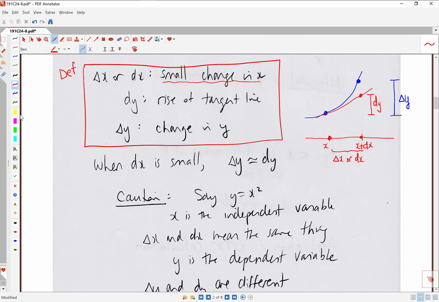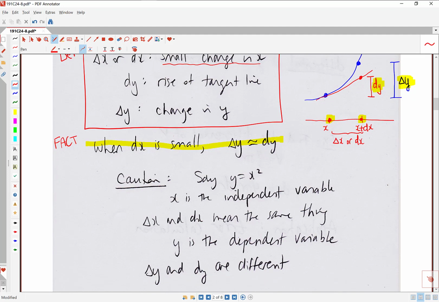So the idea that we're going to be getting at in this section, we can start to see it in the picture, is that when dx is small, meaning when our 2 points here are close together, the delta y and the dy are going to be approximately equal. So essentially we're going to be able to use dy to approximate delta y as long as our points are close together. So let's just call that a fact, and we'll see more details about that as we go through some of our problems. So just a little caution about the notation.